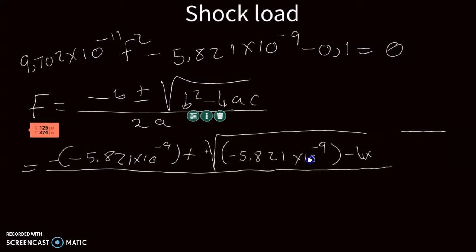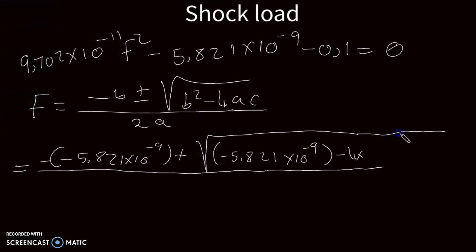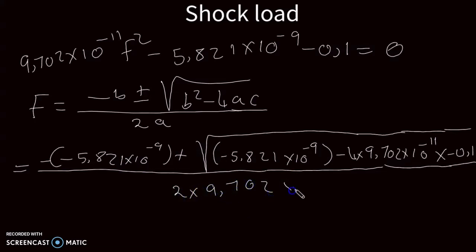times a, which is 9.702 times 10 to the power negative 11, times c, which is negative 0.1, divided by 2 times a, which is 9.702 times 10 to the power negative 11.